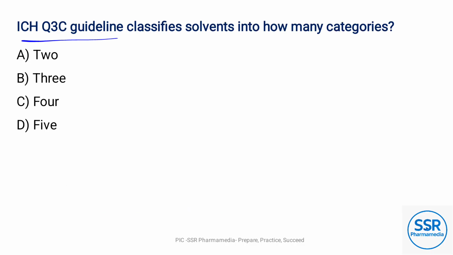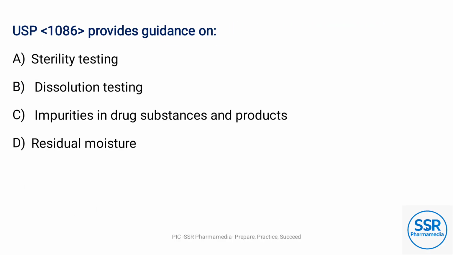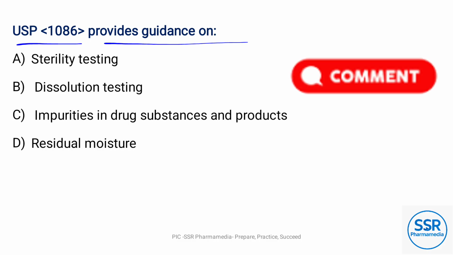ICH Q3C guideline classifies solvents into how many categories? So the answer is option B, 3. ICH Q3C divides solvents into class 1, class 2, class 3 based on toxicity and permissible limits. Next, USP general chapter 1086 provides guidance on, so answer in the comment box.